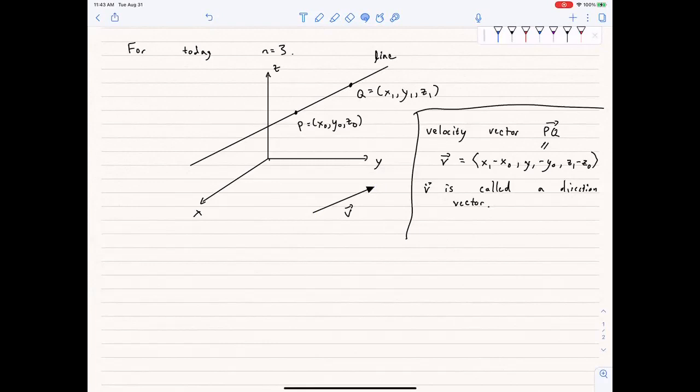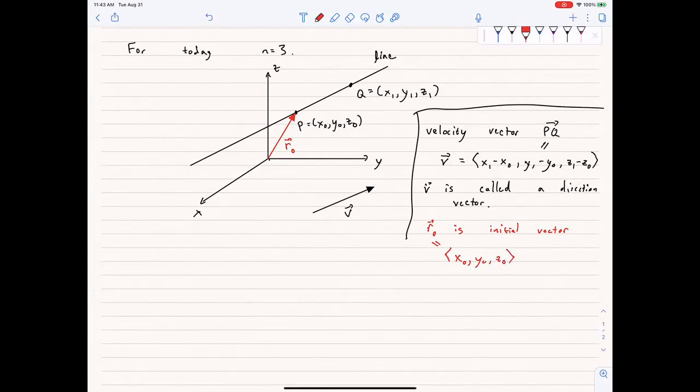But what I need to know, of course, is also where I start. So I also have this starting point, which I'm going to write as another vector, which has terminal point P. So this I'm going to call vector R naught. R naught is the initial vector. It's a vector with initial point at the origin, but its endpoint is where I'm starting on the line. Okay, and of course, this is going to equal x naught, y naught, z naught.